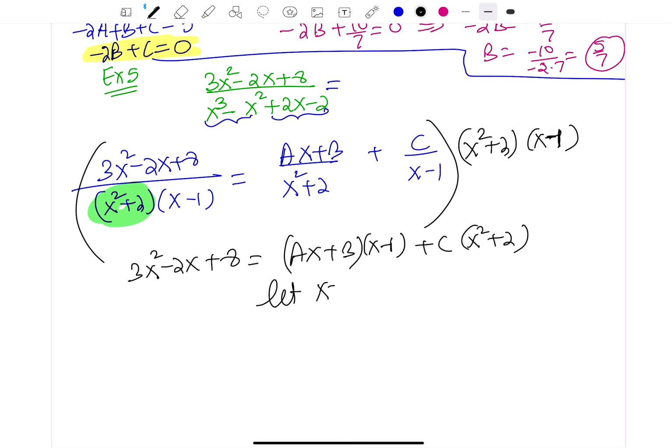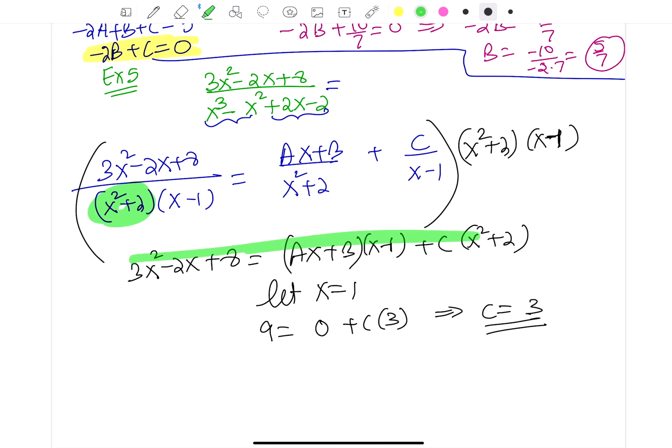If I let x be equal to 1, I'm able to find c, which is 3 minus 2 plus 8, 9, equals, this term will be 0, c times 3. So this gives me c is equal to 3. We just found c here. Now I'm going to equate the coefficients and figure out the remaining terms.